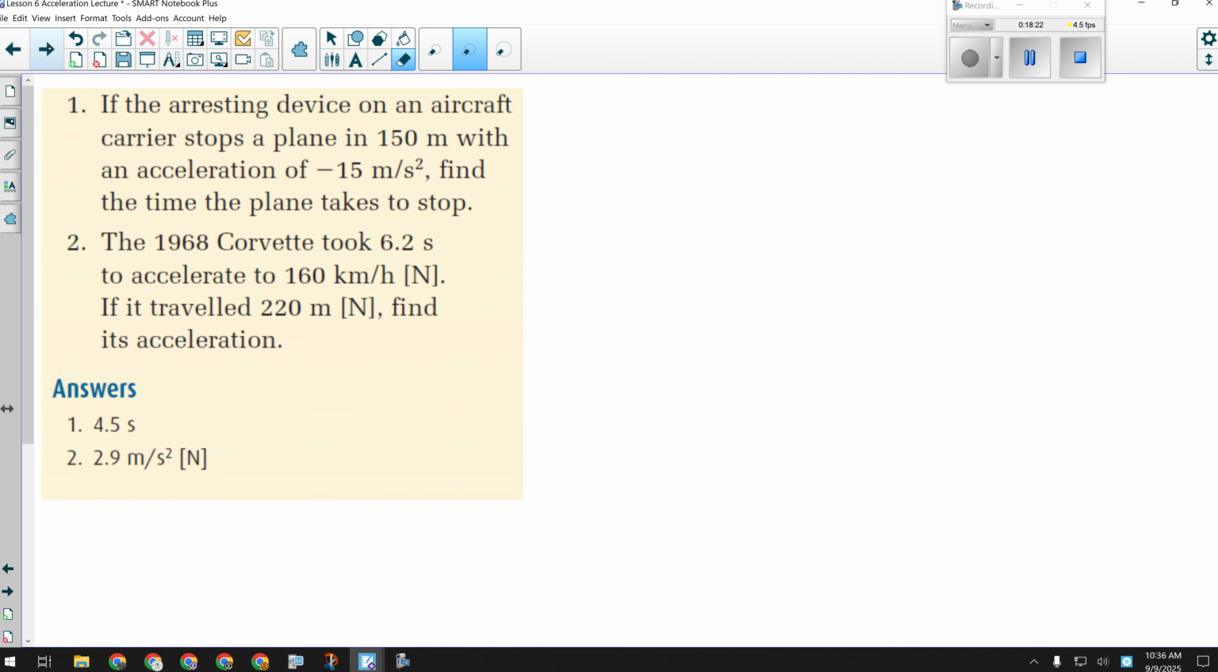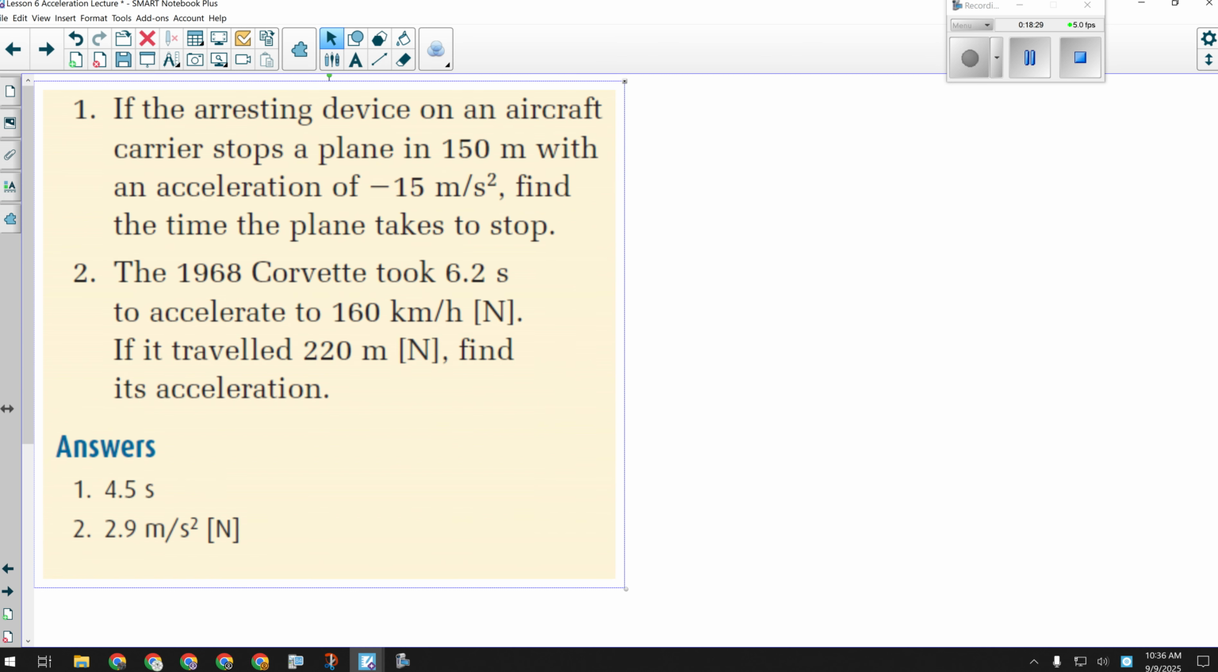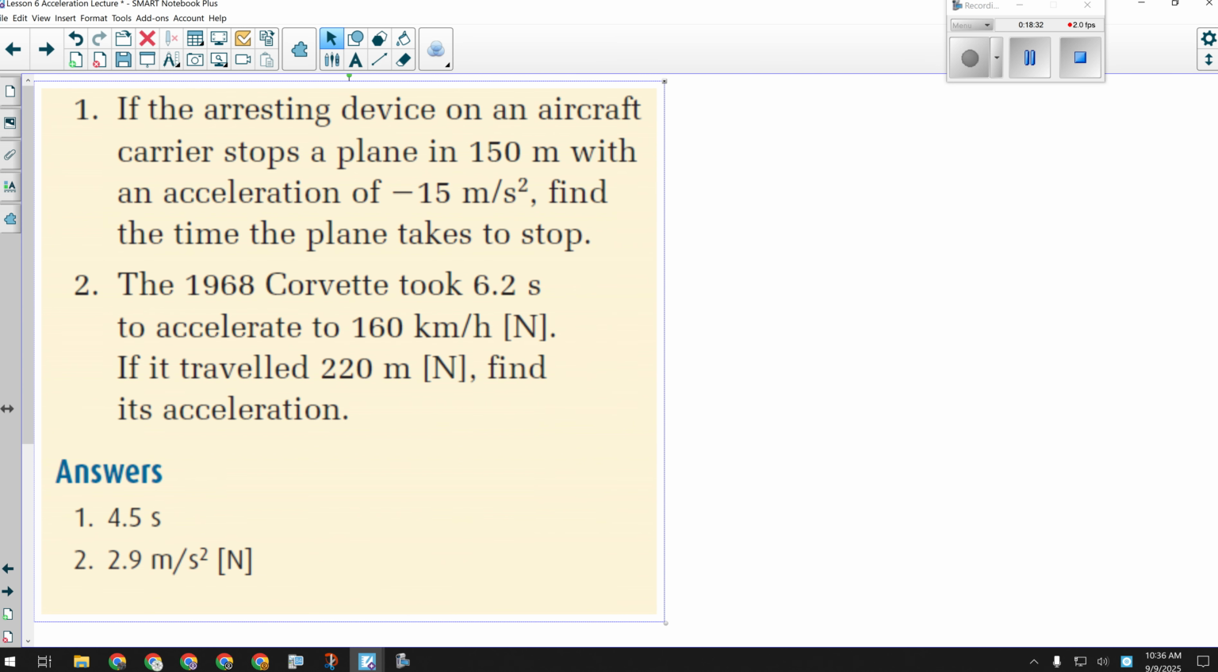I want you to try these two. You can do them both, even though the top one asks you to solve for time. If you've seen Top Gun, you've seen how planes land on an aircraft carrier. It's quite a violent thing, actually. They slam down onto the deck, which is of course moving because it's a boat.